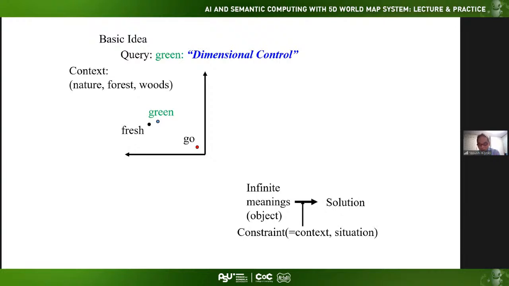This is semantic computing. Sometimes green means gold. Sometimes green means fresh, but they are totally dependent on the context. And so meaning must be fixed with the context. Context is essentially important.